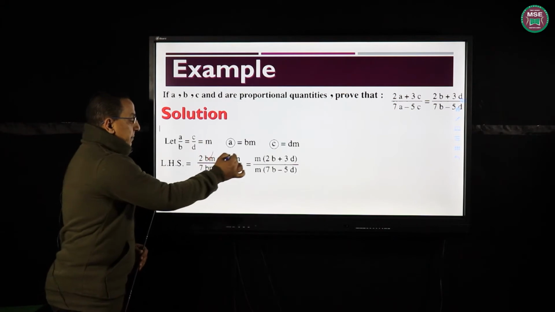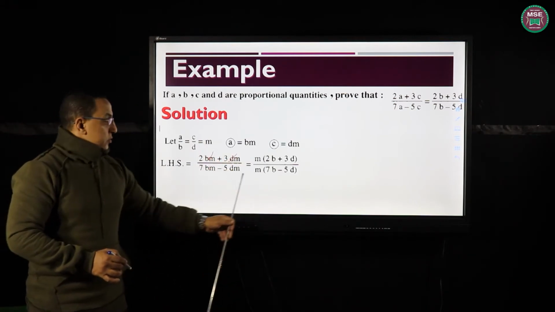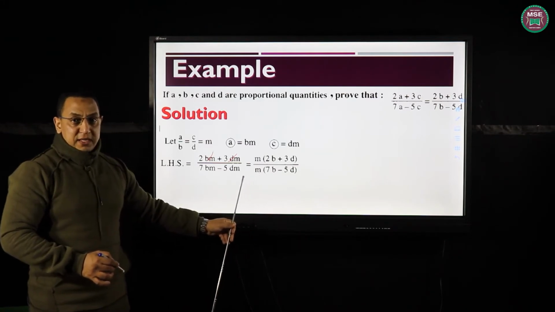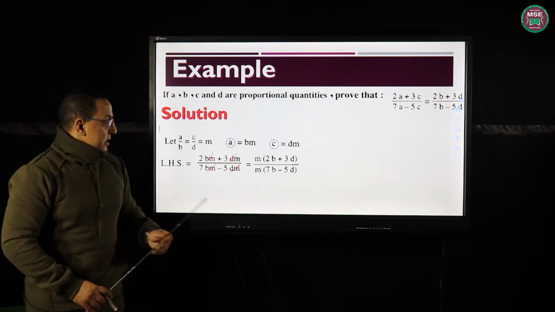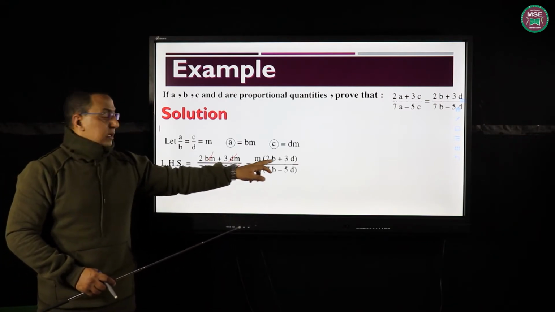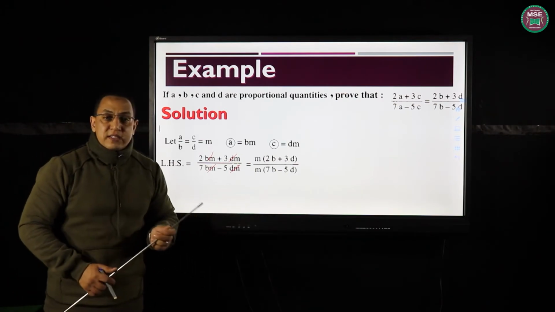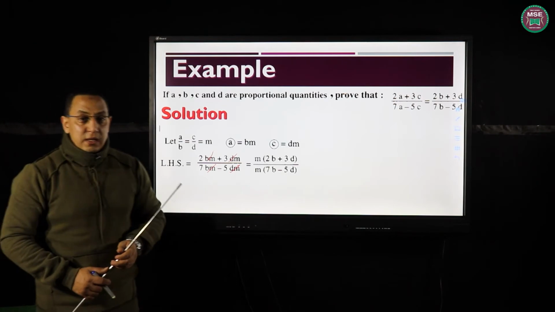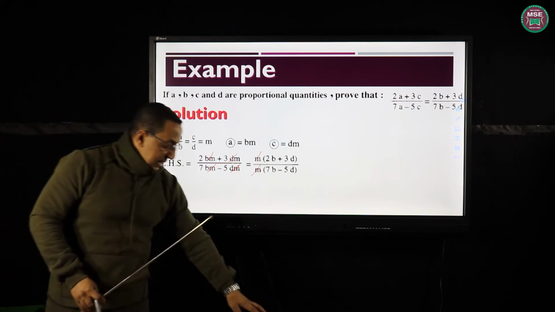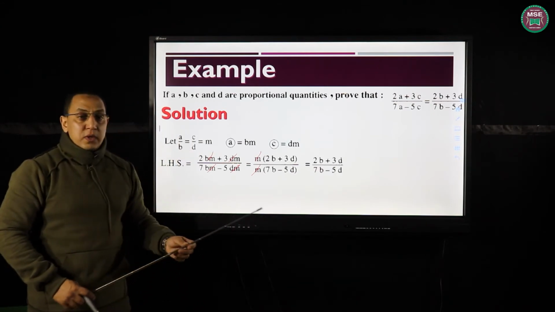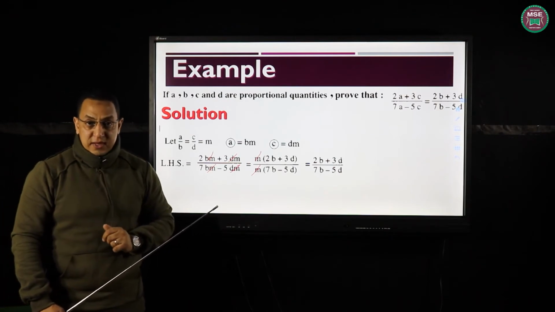Down in the denominator, I also have m as a common factor, so I'm going to write m outside the bracket. So I have now m multiplied by 2b plus 3d, and m multiplied by 7b minus 5d. Now I'm going to cross out m and m together. Finally, the expression will be 2b plus 3d over 7b minus 5d.